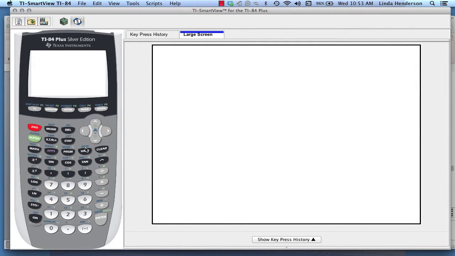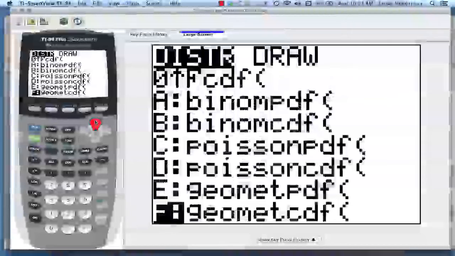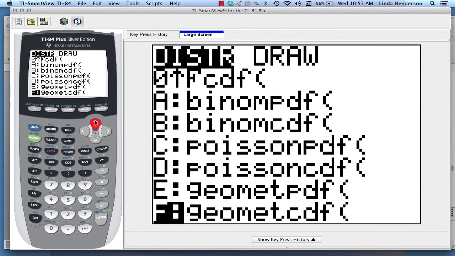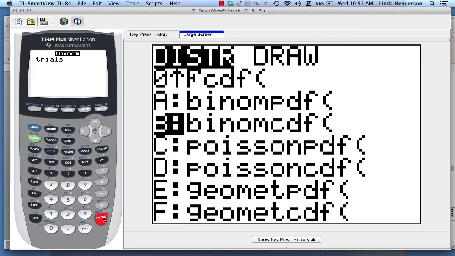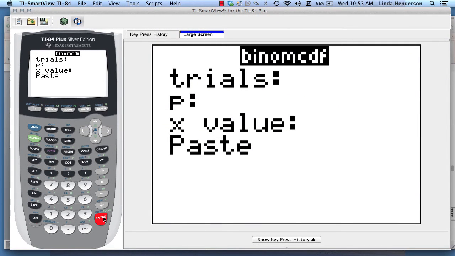All right, so we'll do second vars. Now, since this is a less than or equal to problem, remember this is a binomial CDF problem, for cumulative distribution function. You do need to remember which one you need to use when. PDF is for the equal to problems, CDF is for the less than or equal to problems, and they have to be a less than or equal to problem. If it's not, you have to rewrite it before you do it.